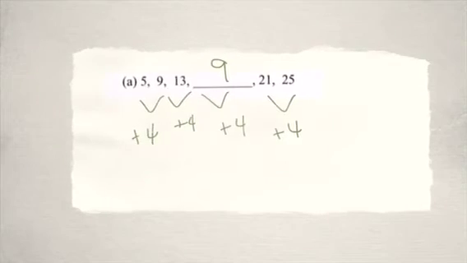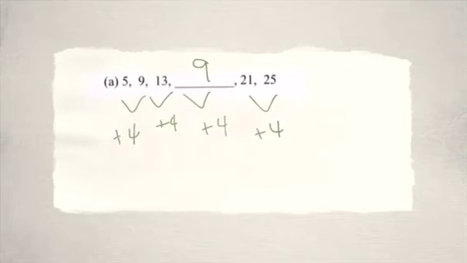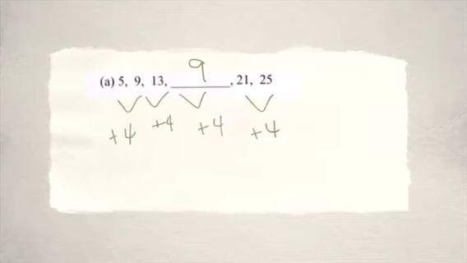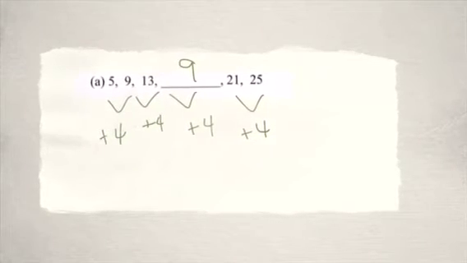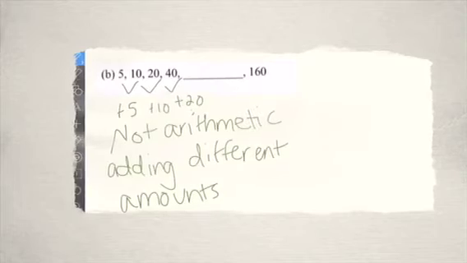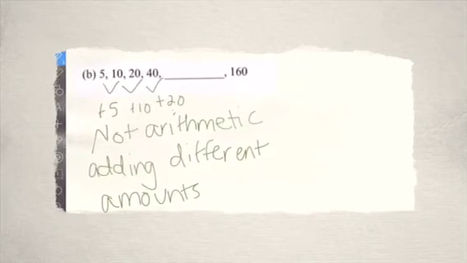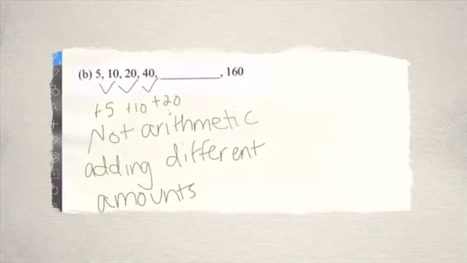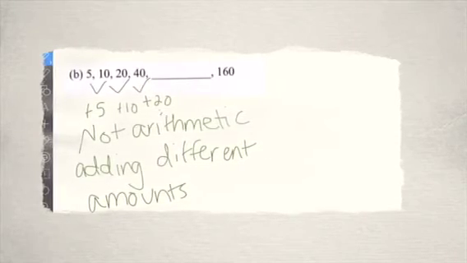In part A, to get from 5 to 9, we add 4. To get from 9 to 13, we add 4. And 21 to 25, we add 4. So this is an arithmetic pattern, and the missing number is 9. Part B is not an arithmetic pattern because each time different amounts are being added. In the first case, from 5 to 10, you're adding 5, but then from 10 to 20, you're adding 10.